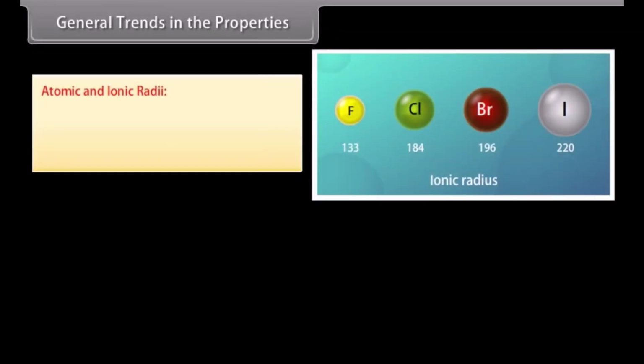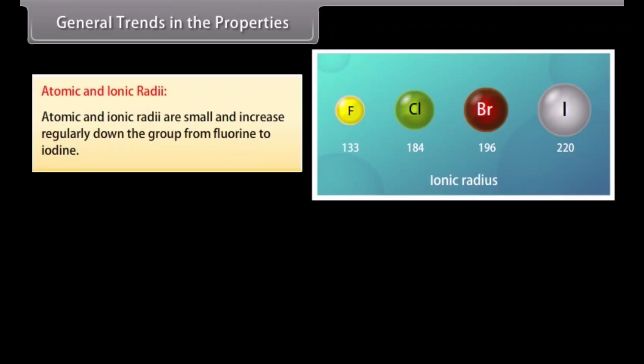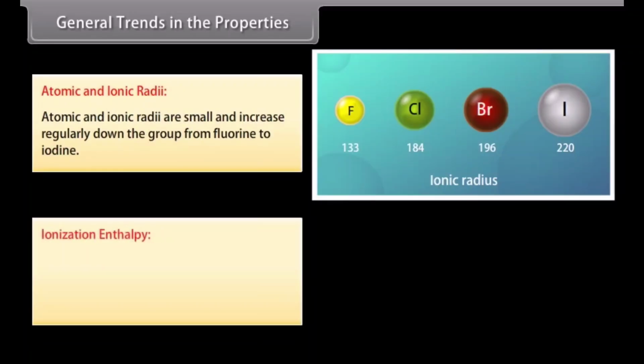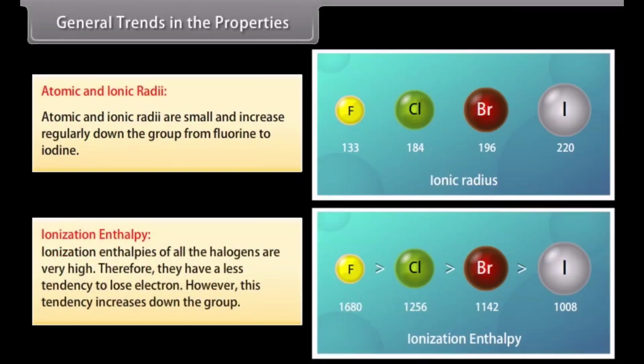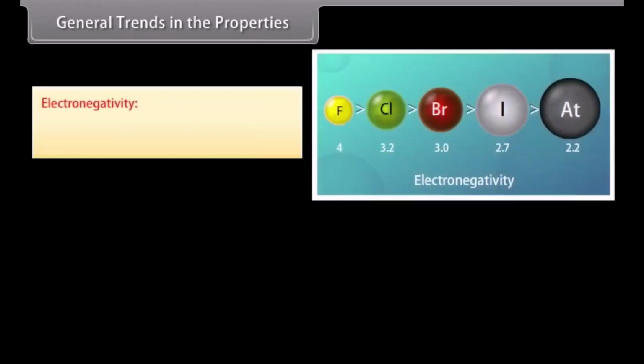General trends in properties. Atomic and ionic radii. Atomic and ionic radii are small and increase regularly down the group from fluorine to iodine because new electronic shells are added. Ionization enthalpy. Ionization enthalpies of all halogens are very high. Therefore, they have a lesser tendency to lose electron. However, this tendency increases down the group because the distance of valence shell from nucleus increases. Electronegativity. They have a very high electronegativity. It decreases down the group.